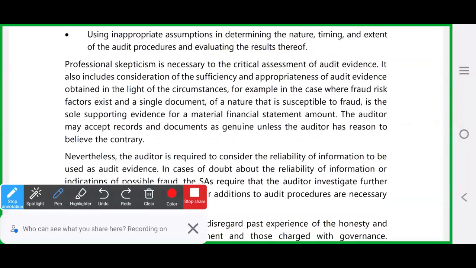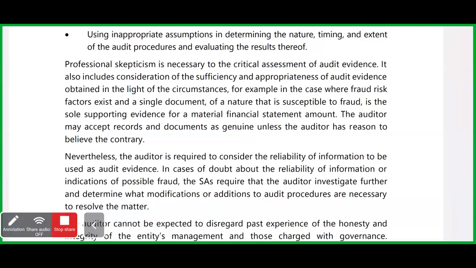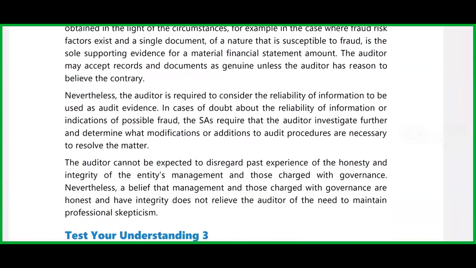The auditor may accept records and documents as genuine unless the auditor has reason to believe the contrary. So, to the level the auditor has all the records and documents which make him believe everything is fair enough, it is okay. But the auditor always has to be alert and questioning whether there is no fraud and whether the information which is available is reliable enough. Clear with the professional skepticism part? Yeah, ma'am.